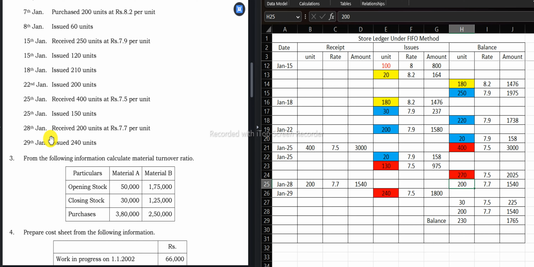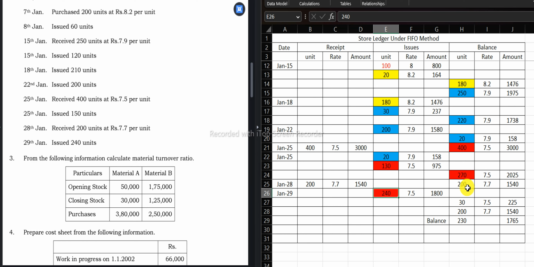On January 29th we issued 240 units. Out of the two lots, the 270 units were purchased first. Out of that we are going to issue 240 units, and the rate is 7 rupees 50 paise. Now what is the balance? 270 units, out of that 240 issued, the balance is 30 units. The rate is 7 rupees 50 paise.